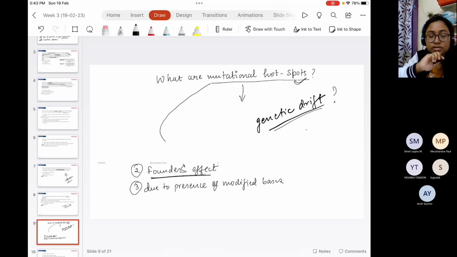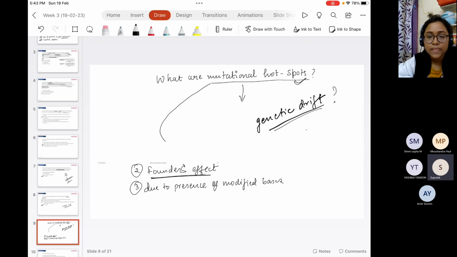Is it clear? Is it clear? The difference between genetic drift and founder's effect? Why founder's effect actually leads to creation of mutational hotspots? Is this point clear? Supratik, it was not clear to you previously. Now it is clear to you, I hope.